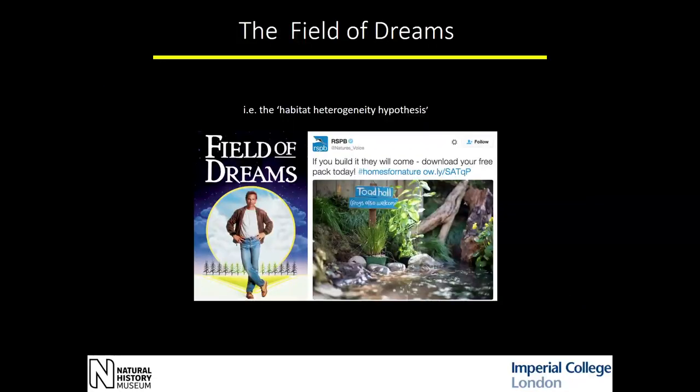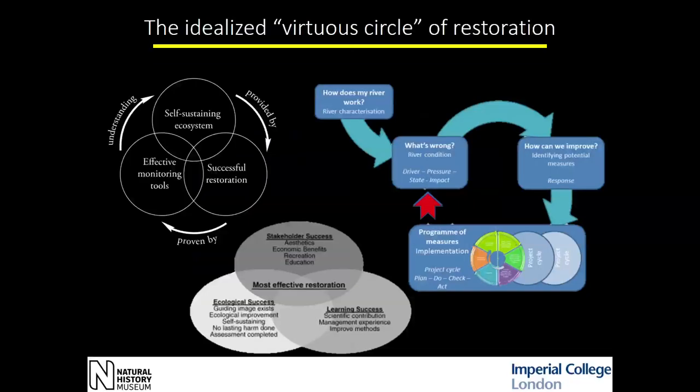and the underpinning theory to this is the Field of Dreams hypothesis, which got its name from a rather far-fetched film with Kevin Costner, who you don't see very much anymore. It's the idea that if you build habitats, you will see a return in species. This can be seen as an extension of the habitat heterogeneity hypothesis, which is a real cornerstone of ecology. It assumes that where you've had homogenized habitats, if you reintroduce that heterogeneity, you'll see a return in species.